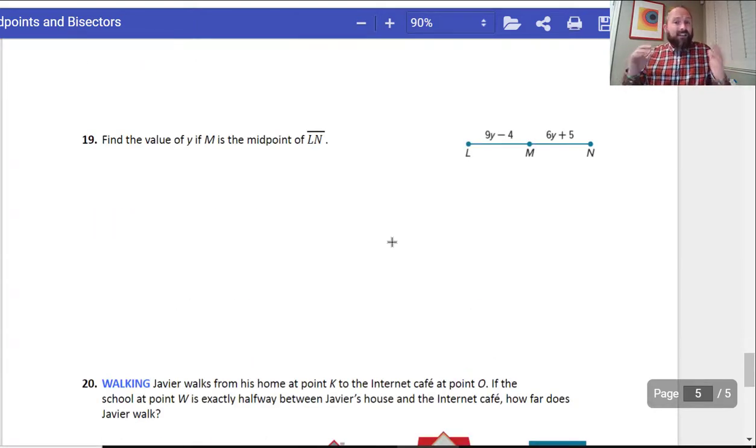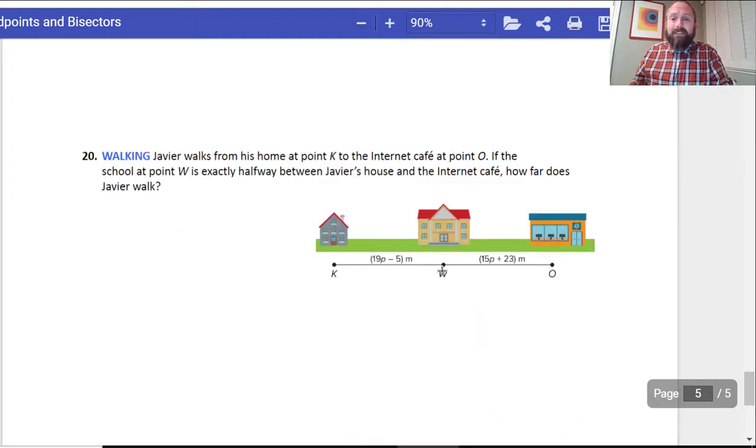All right, guys. Find the value of y if M is the midpoint of LN. Once again, you're going to make these equal to each other and then solve for y. Then find what LM or MN is equal to, and times whichever one you want by 2 and you'll get the answer. Even this last one right here is the same deal. Make them equal, and then figure it out.